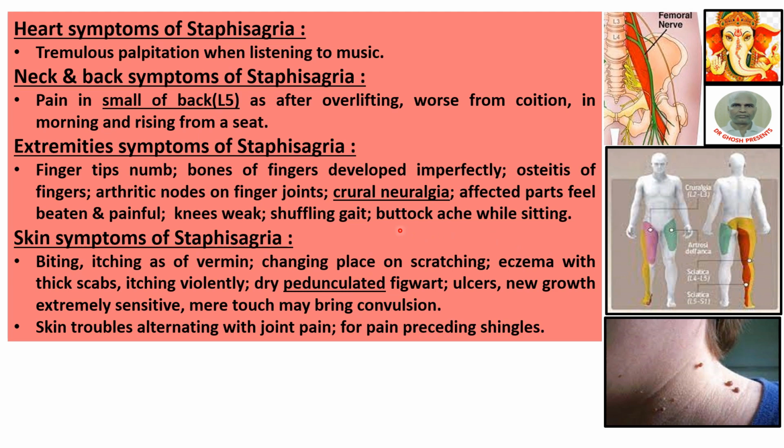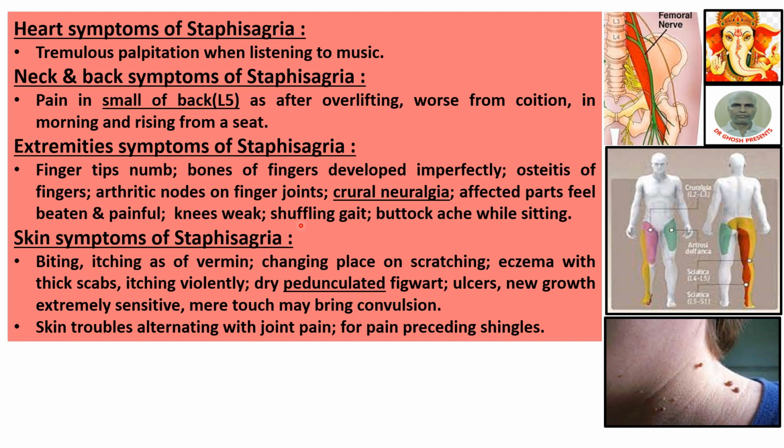Severe pain. Nerve pain is always severe. Affected parts feel beaten, painful. Knees weak. Shuffling gait. Shuffling gait means the walking pattern when the patient walks with his feet dragging. He drags on while walking. This is shuffling gait. Buttock ache while sitting.